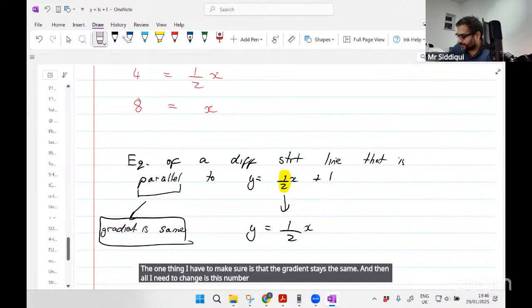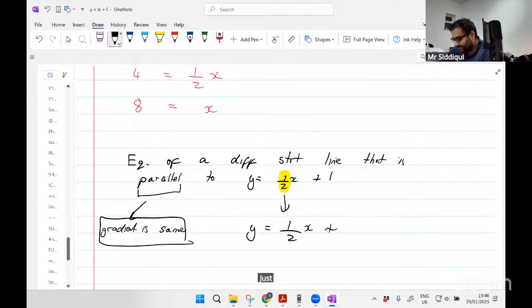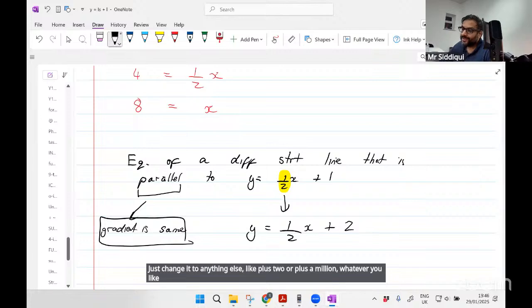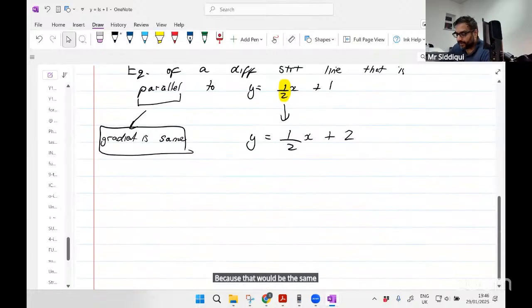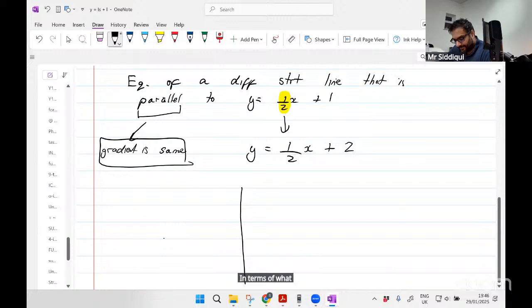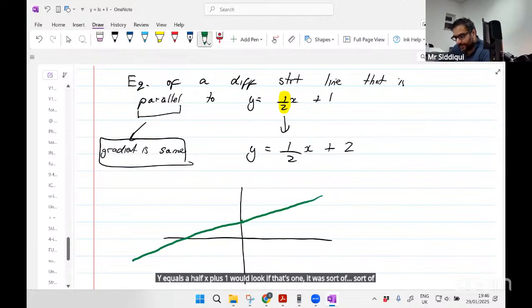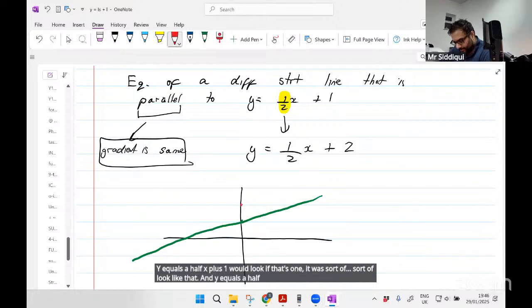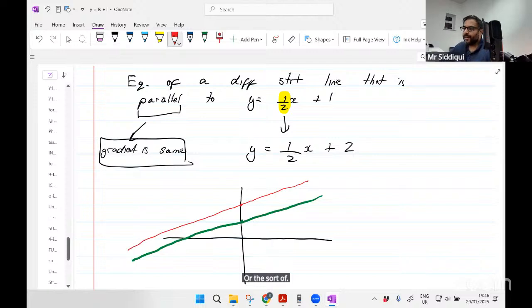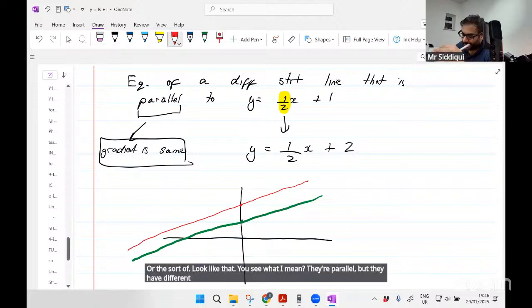And then all I need to change is this number to anything. There are infinite answers to this question. Just change it to anything else, like plus 2 or plus a million, whatever you like, as long as it's not plus 1, because that would be the same straight line. We need a different straight line. In terms of what this would look like on a graph, y equals a half x plus 1 would sort of look like that, and y equals a half x plus 2 would sort of look like that. You see what I mean? They're parallel, but they have different y-intercepts. So one is a little bit above the other. And that's all that would be.